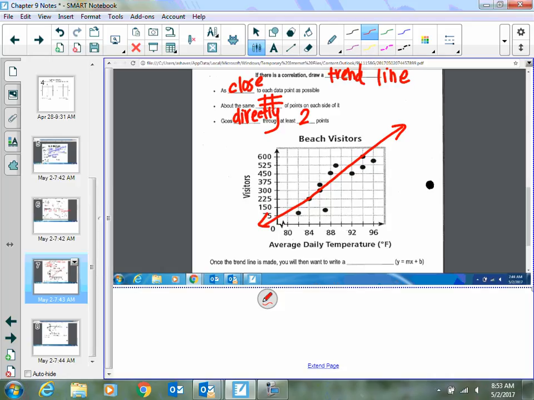Now, this is the one. If it's not perfectly like mine, that's okay. But this is the one time our trend lines will be similar.